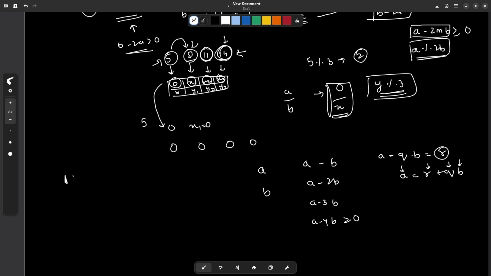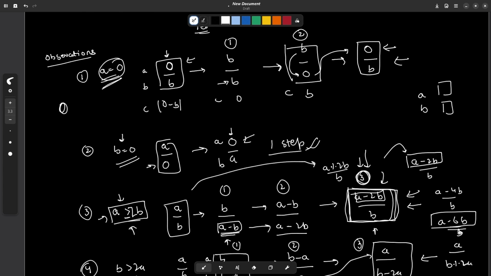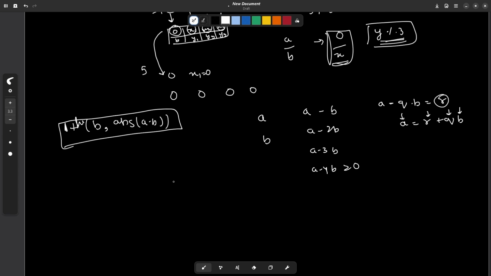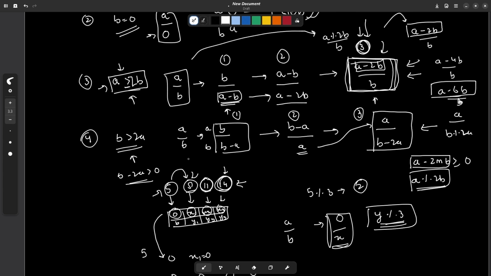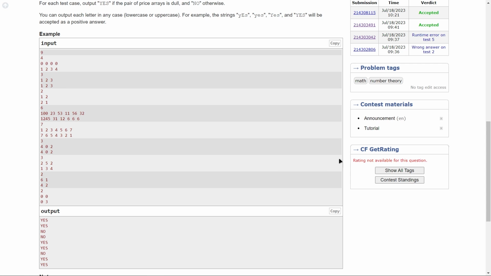And the last thing, if it is none of these cases, we can count the number of steps as 1 plus the helper function called on b comma absolute value of a minus b. So this is what we actually had in the beginning, right? If none of these conditions are satisfied, we can find the values like this. So this was the whole solution of the problem. I know that this is a bit tricky, but let us have a look at the code now.